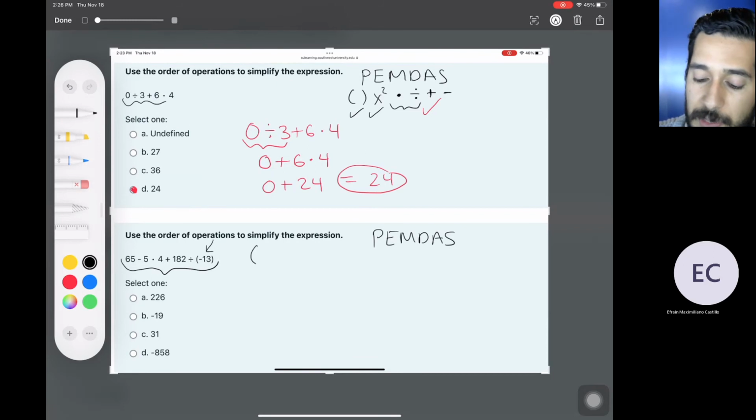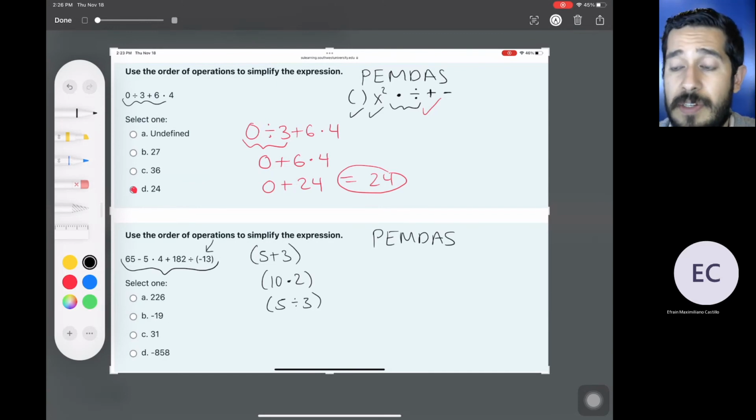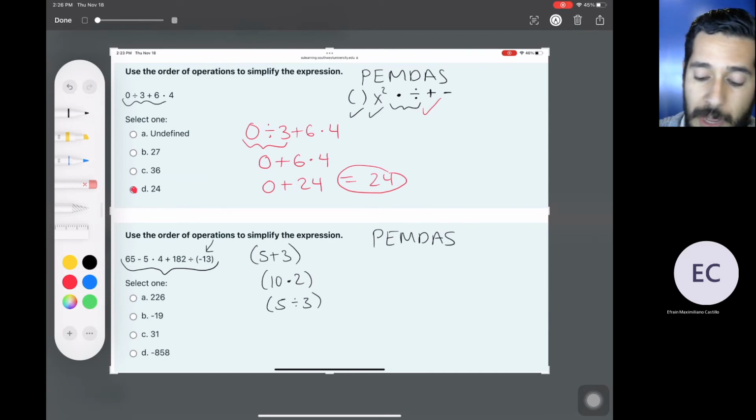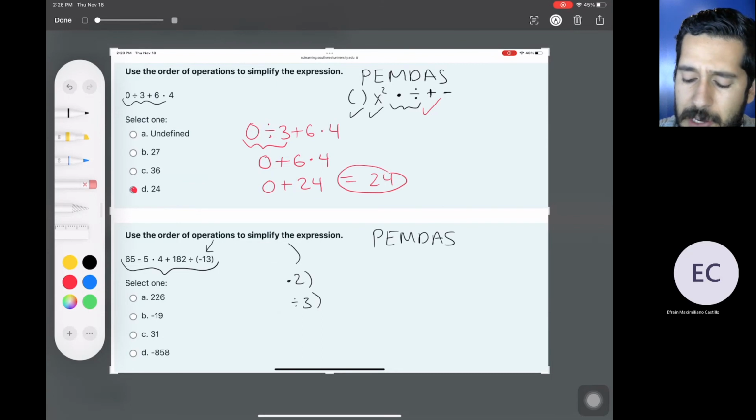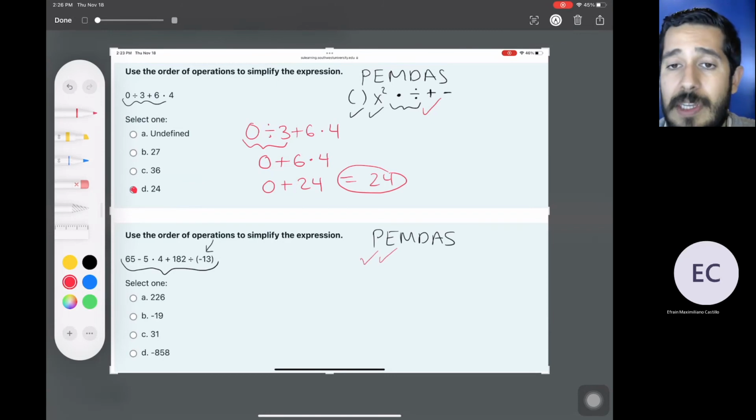An operation would be something that looks like 5 plus 3 inside a parenthesis, or a multiplication, 10 times 2, or even a division, so 5 divided by 3. All of those are operations inside a parenthesis, and those will have to be done first. But right now we don't have any. So we're going to move to the next category, which is exponents, and it looks like we don't have exponents either.